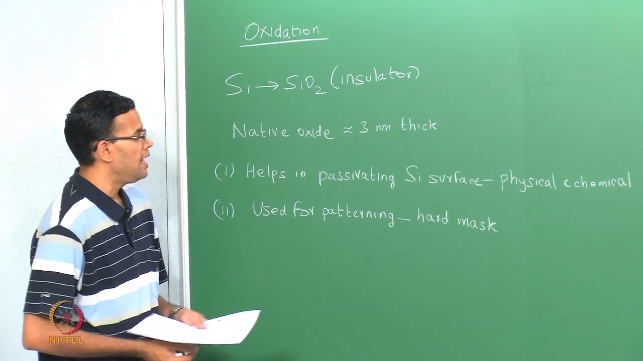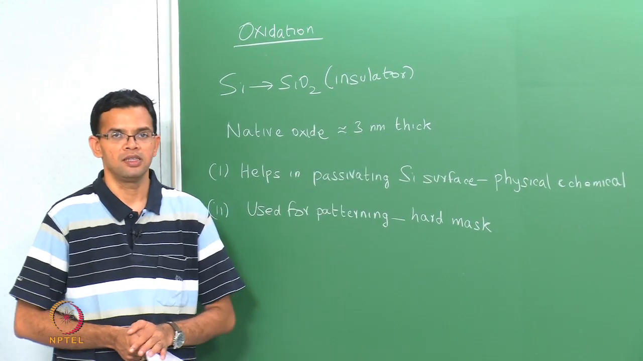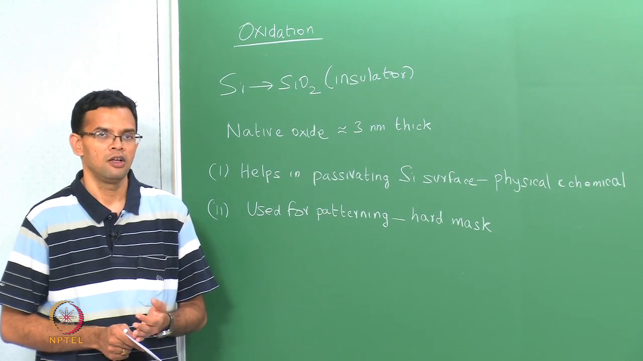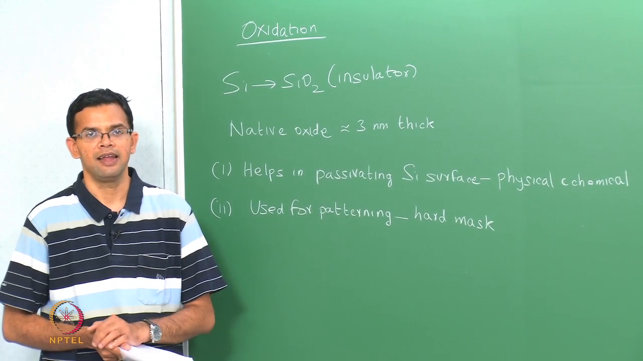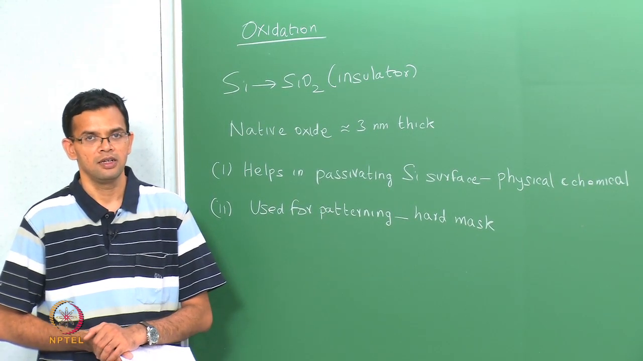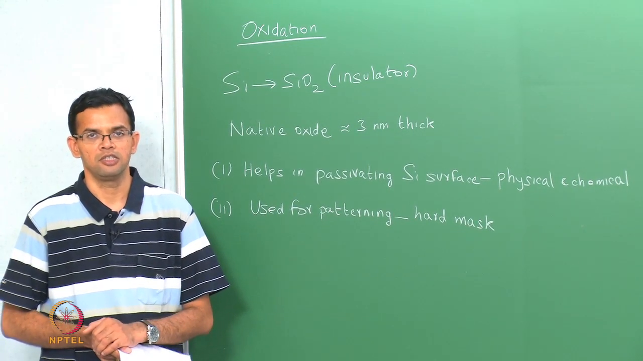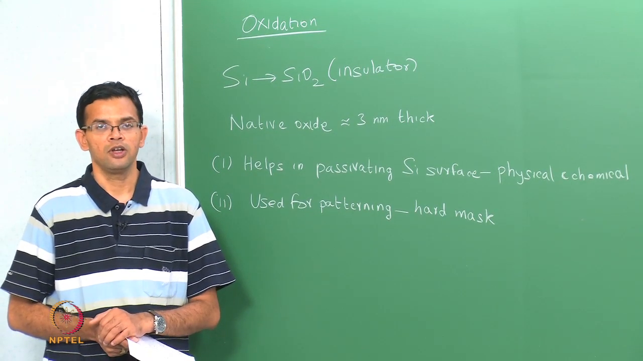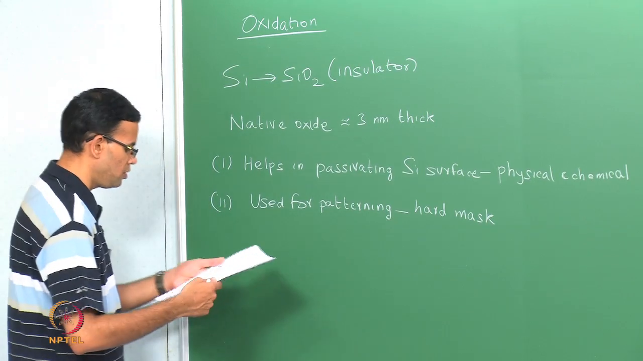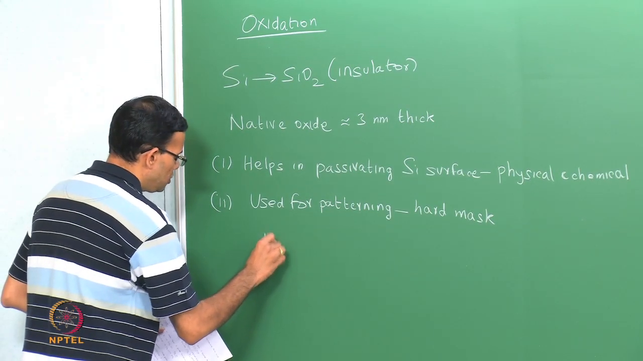But the native oxide layer we saw is 3 nanometers thick, which is usually too thin for doing any of the patterning process. So a thicker oxide layer has to be grown on silicon, and this is essentially the oxidation process. We also saw briefly that there are two kinds of oxides that can be formed. The first one is dry ox.